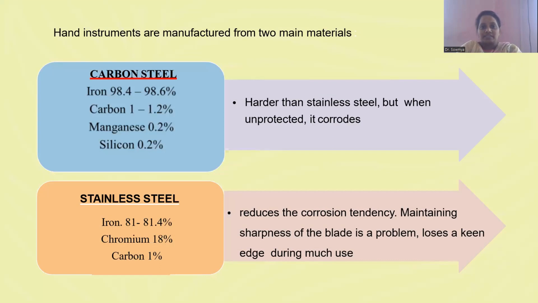When compared to stainless steel, carbon steel is harder, but when unprotected, it corrodes. Stainless steel reduces the corrosion tendency. Maintaining the sharpness of the blade would be a problem for stainless steel. Carbon steel is much better in this when compared to stainless steel. Stainless steel loses a keen edge during much use. So the tip of stainless steel instruments will usually erode more easily when compared to carbon steel.